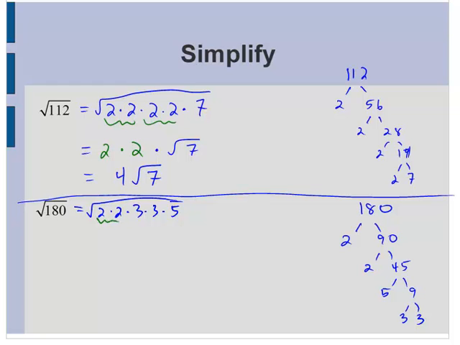Using the same principle for each of those pairs, I can factor out a single factor. So the square root of 4 is 2, the square root of 9 is 3, and then I have that square root of 5 remaining on the inside. And so then that would give me 6 times the square root of 5.